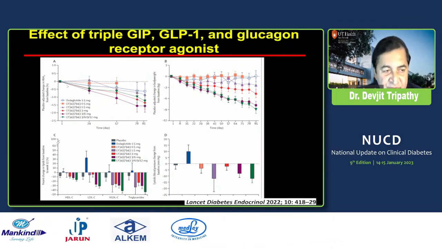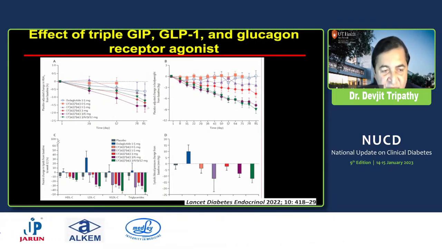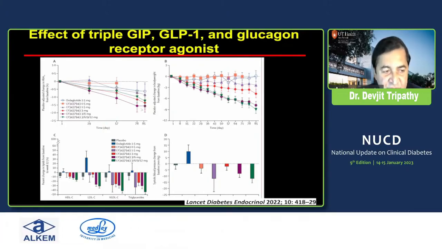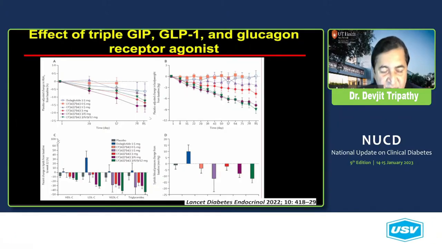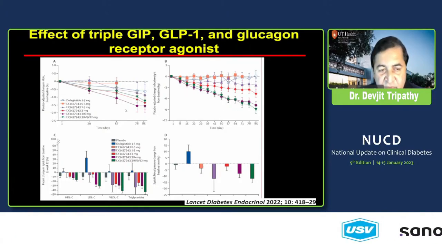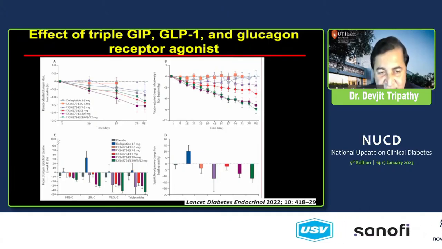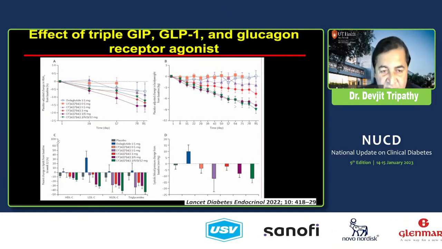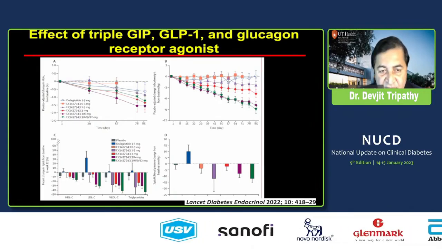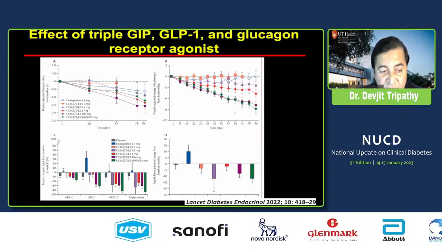Over 3 months, you can see a decline in A1C by 1.5% with the highest dose of this triple agonist, but other doses showed between 1 to 1.5%. This suggests that this is not a plateau. If you increase further, maybe for 6 months, you can see a further lowering of A1C. So they are currently doing the 6-month studies. And this is the weight-adjusted body weight loss, again showing 9 kilogram weight loss in only 3 months.